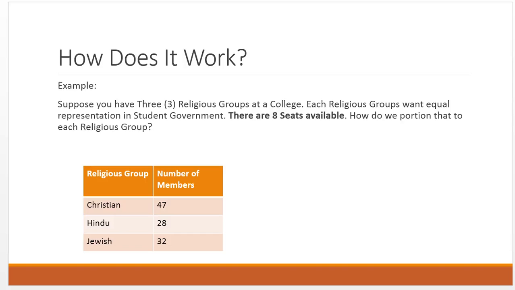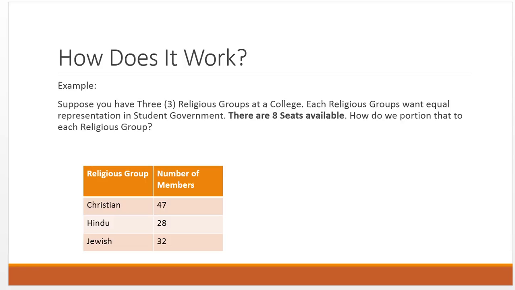I'm going to do 2 examples here. This is the first one. In this example, we have 3 groups: the Christian religious group, the Hindu religious group, and the Jewish religious group. But you'll notice that each group has a different number of members. It's often argued that the more members a group has, or the larger a state is, the more people it has, the more representatives it should be able to send to whatever organization it's sending them to. The Hamilton method takes this into account as well.